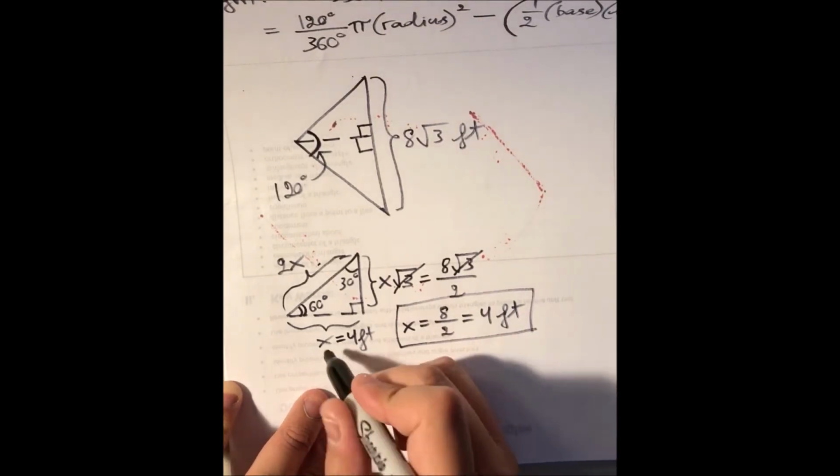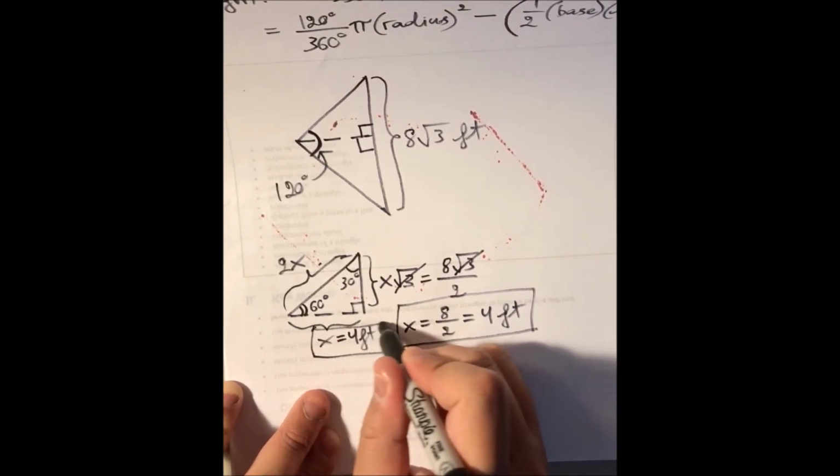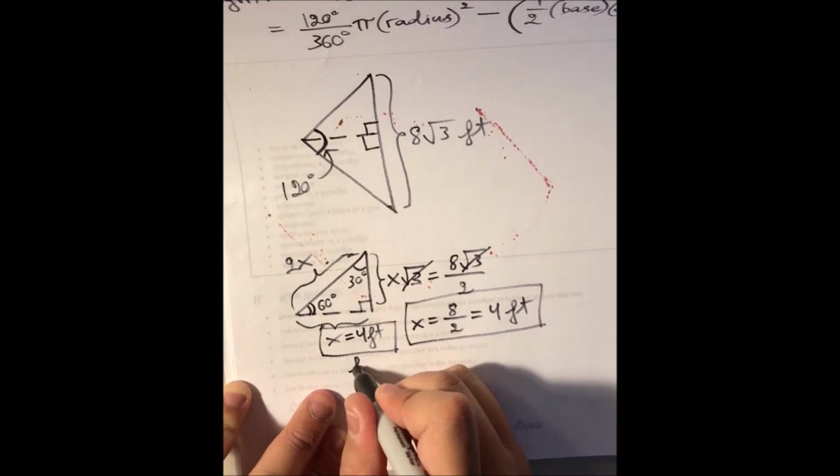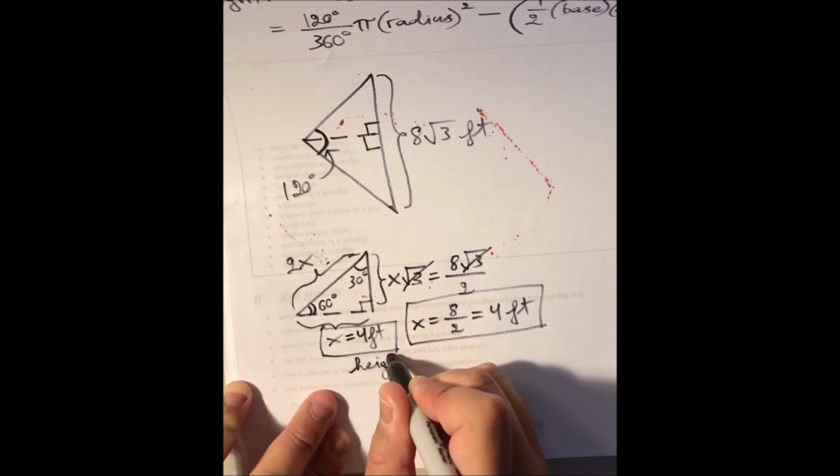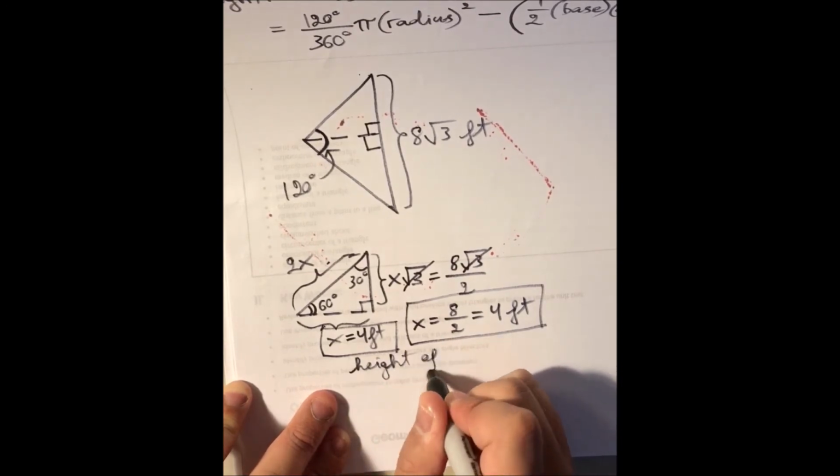So we know that the height of the triangle is 4 feet, like that. So we know the base and we know the height. Okay, that's good then. But then what about the radius?